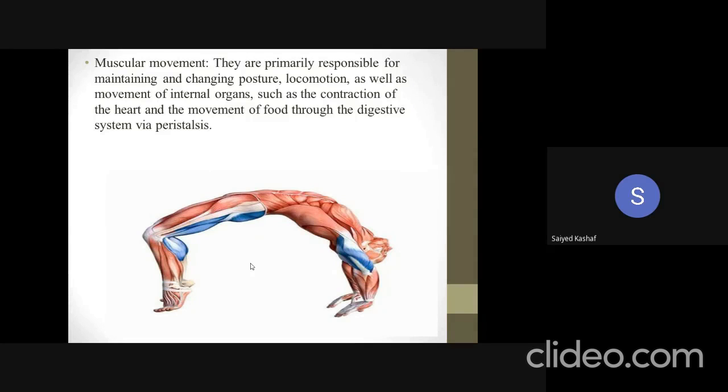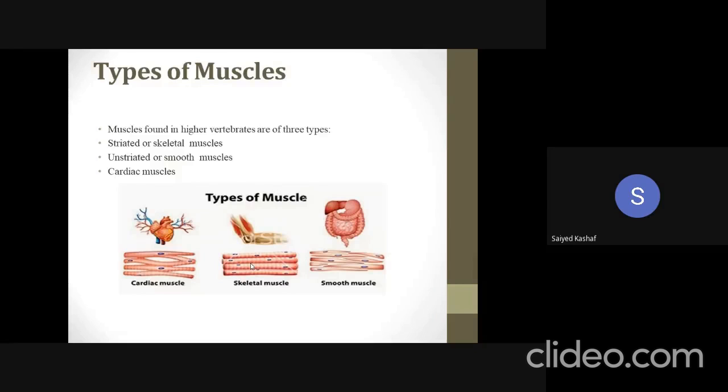To understand more about this movement, which is brought about by the musculoskeletal system, we need to understand the types of muscles and the joints. So first we will discuss the types of muscles. Muscles, as we all know, are specialized tissues which originate from the mesodermal cells, and they have special properties like excitability, contractibility, extensibility, and elasticity.